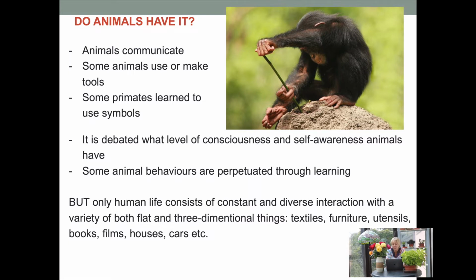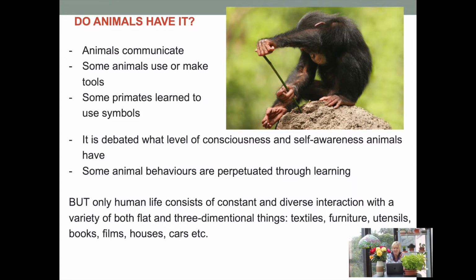Animals can communicate with each other and also with humans, like Watson here. He can communicate all right. Some animals make or use tools. Here you can see an ape, probably a chimpanzee, using a simple stick to get to some food, probably some larvae in an insect nest.